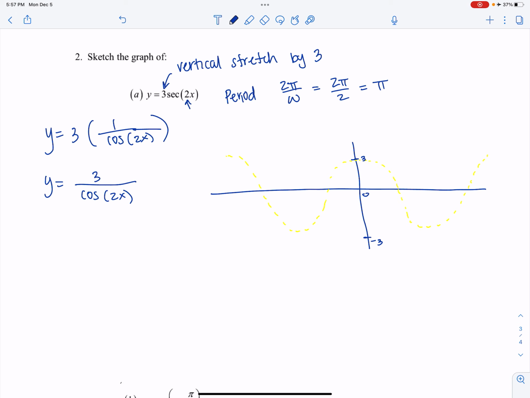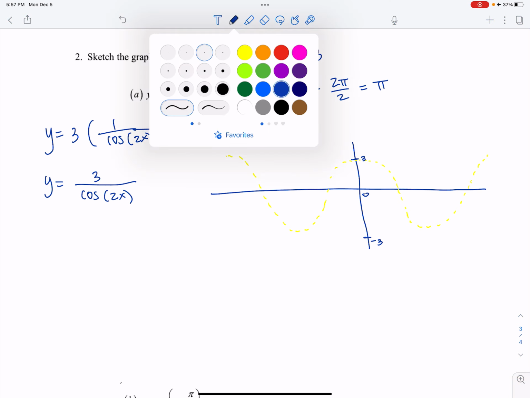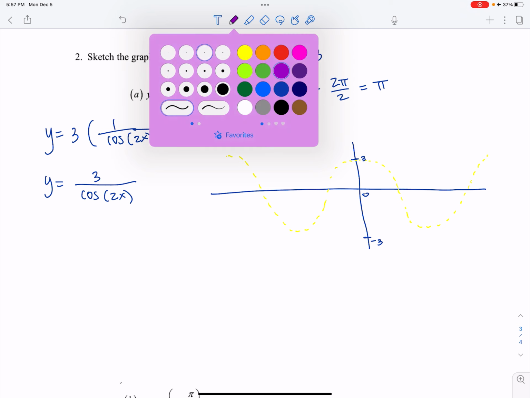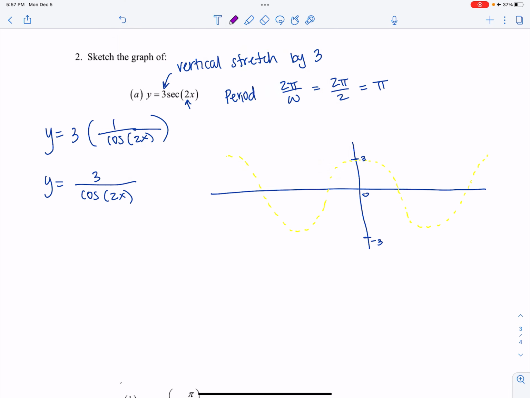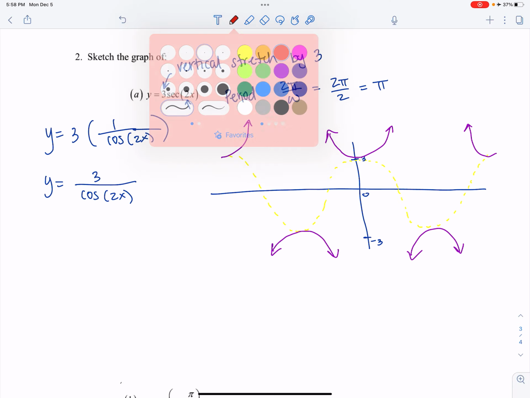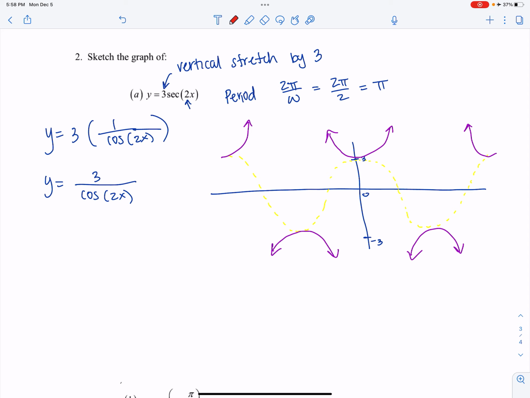So if I'm going to graph 1 over cosine, instead of following this cosine, which is the dotted line in yellow, I'm doing the inverse of it, 1 over cosine. So I'm doing the opposite everywhere I see that. Which shows me where my asymptotes are going to show up.